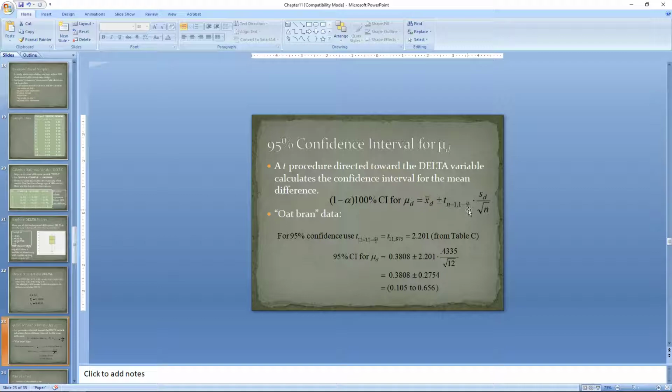Go to table C, and go to your degrees of freedom, 11. When you go over to find the cumulative probability, since we're doing 2 tails, it's 0.975. And you find the value of 2.201 from table C. Plug that in, times our standard error, which is our standard deviation of delta divided by the square root of n. Plug that all in, and we get our confidence interval of 0.1052 to 0.656.